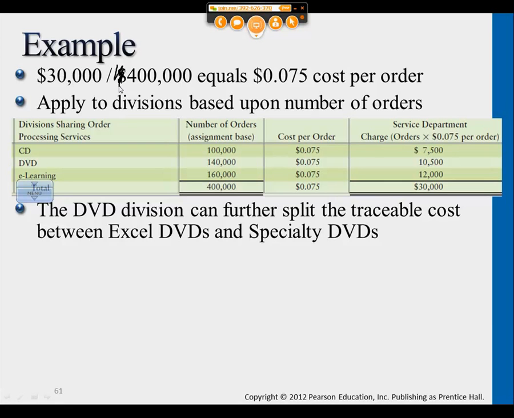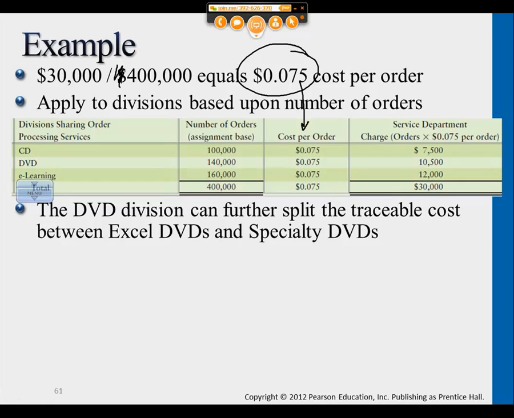Now we want to apply it to divisions. Okay, so what I did with this number, I plugged it in right here. So what's happening? Number of orders for each of the divisions, I multiply by the cost of the order, and now I get the service department charge.